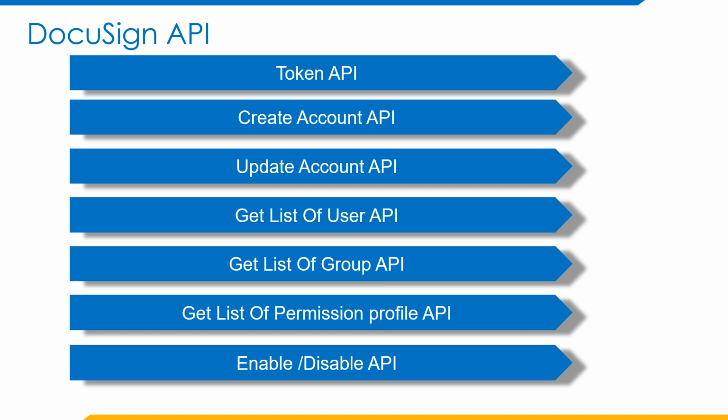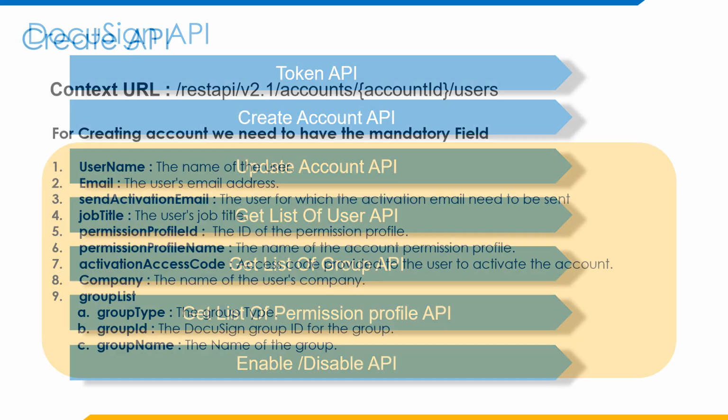Get list of users API: this API is used to fetch the list of user details, groups, and permissions of different accounts. Get list of groups: the list of groups to which we need to add the user will be fetched from this API. Get list of permission profiles will be used to fetch the different permissions that need to be assigned to the different users. Enable or disable user API: enabling or disabling a user can be handled by using this API, where the status will be changed to closed.